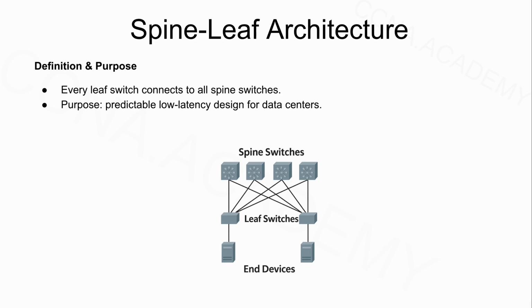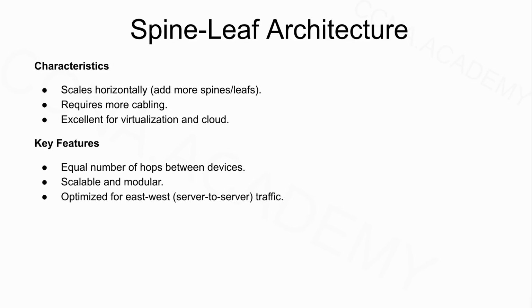Spine leaf is a modern data center design where every leaf switch connects to every spine switch. Its purpose is to provide predictable, low-latency paths for workloads that generate heavy server-to-server communication. The design is highly scalable and balances traffic evenly across the spines. Each device has the same number of hops to reach another, which guarantees consistent latency. Key features include modular growth, horizontal scalability, and optimization for east-west traffic.